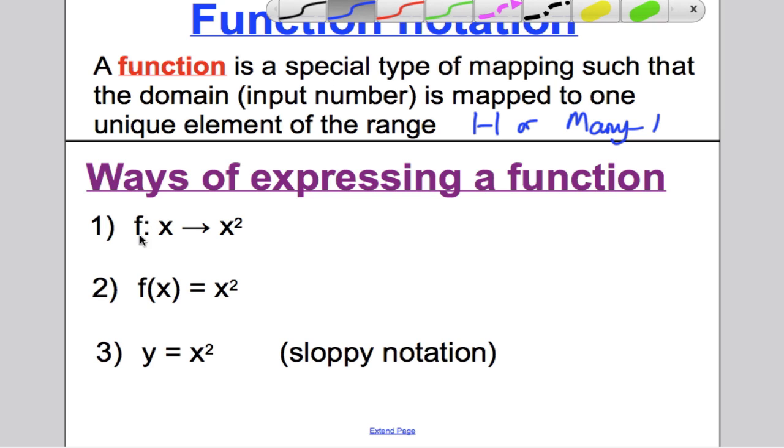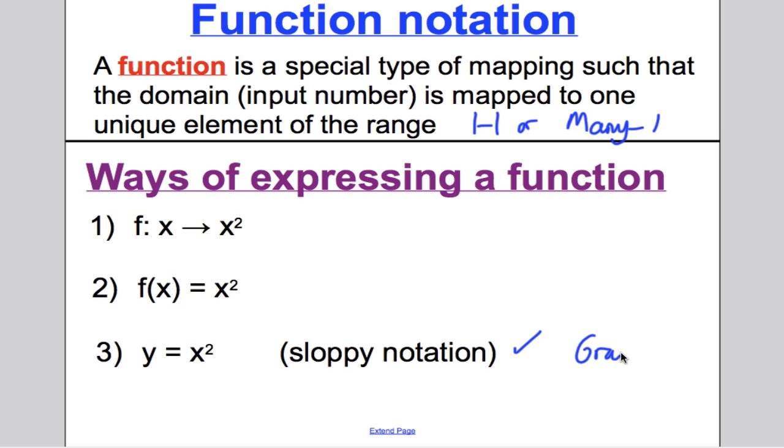We call a function maybe f for function, and we write f with a colon, and we say it goes from an input number x to whatever the function is. In this case, it's a square function. We sometimes write that as f of our input x, and we say that is equal to x squared. And lastly, sometimes you see this in textbooks, although it's not great notation, y equals x squared. X is our input, we square it, and we get an answer out, which we call y. This isn't really function notation, it's more graph notation, but it will be useful later when we're drawing graphs.